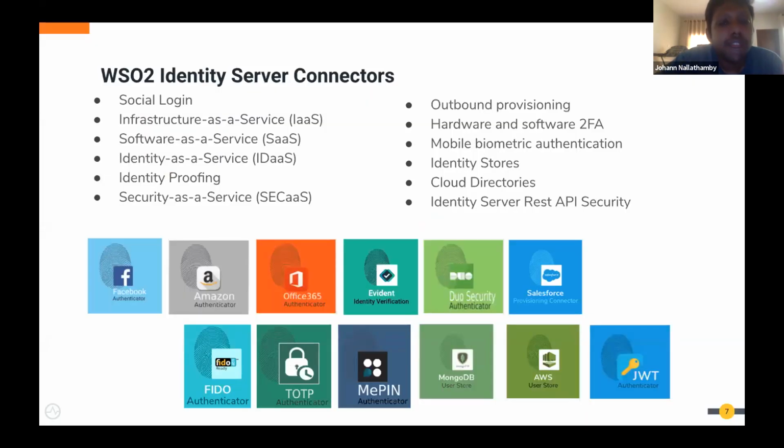And using this framework, there are many connectors and plugins that we've written, WSO2 internal developers as well as the community have written and contributed. So these connectors span a wide variety of extension points. For example, authentication connectors, provisioning connectors, identity proofing connectors, identity stores, various OAuth 2 security profiles, etc. So these are some of the examples of our connectors, and there are more than 50 connectors in our WSO2 connector store.